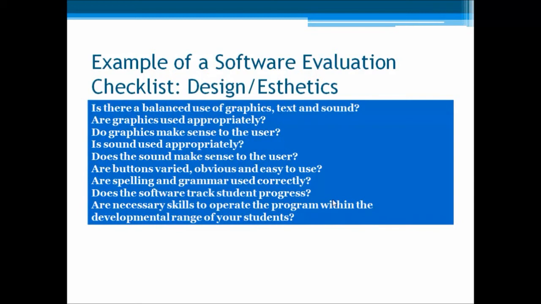Example of a software evaluation checklist, design aesthetics. In this example of a software evaluation checklist, the fourth criteria is design aesthetics. What they mean by design and aesthetics is that there is a balanced use of graphics, text, and sound, that graphics are used appropriately and make sense, that sound is used appropriately and makes sense, the buttons are varied and easy to use, that spelling and grammar is used correctly, that the software is developmentally appropriate, and that the software tracks all learner progress.